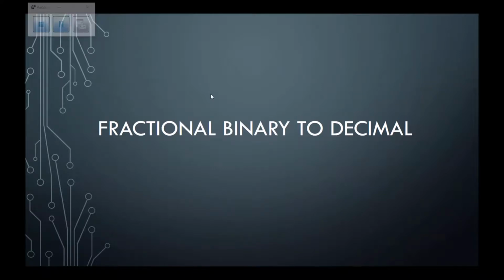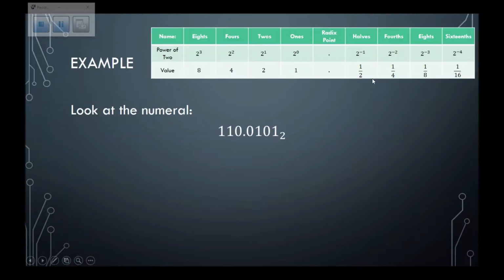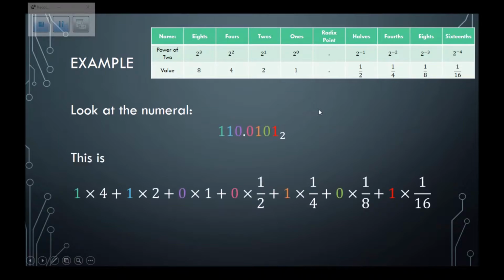Let's go through a couple examples of changing a fractional binary numeral to its decimal representation. So let's look at this numeral. So we've got 110.0101 base 2. Okay, so I want to look at each of those places and match up the place with what the place value is.